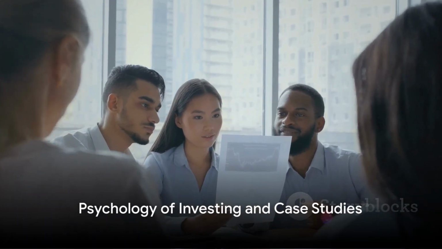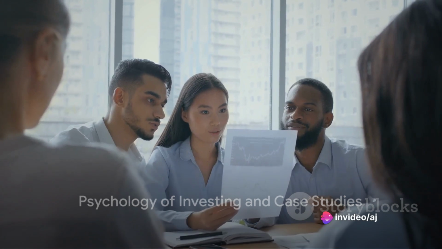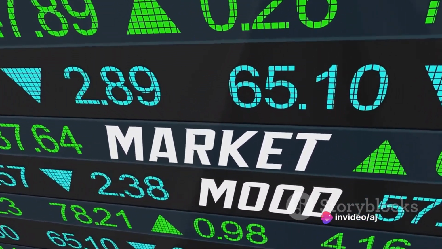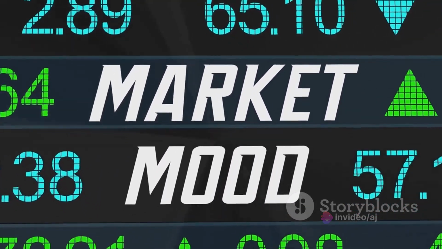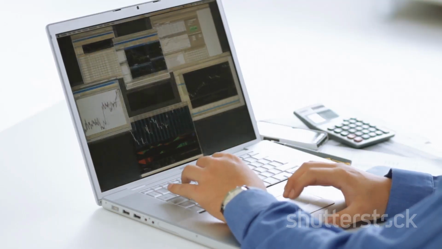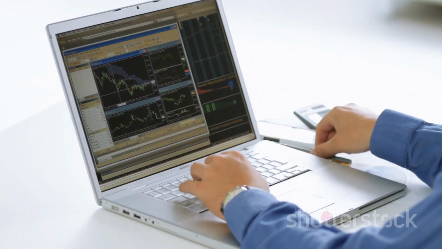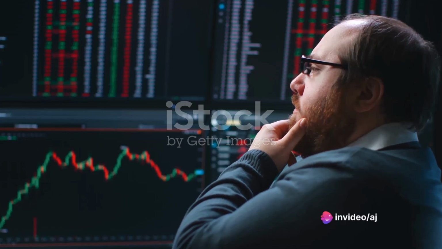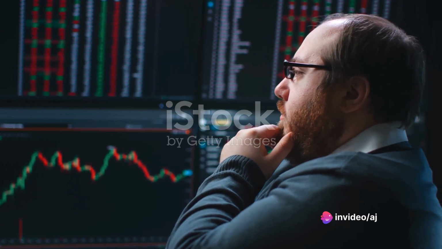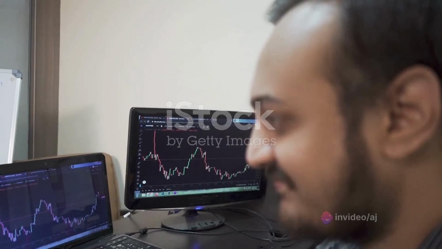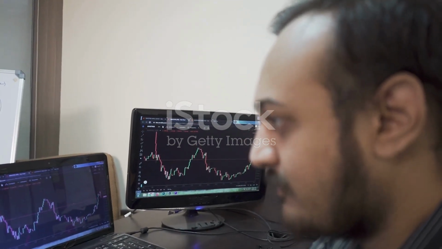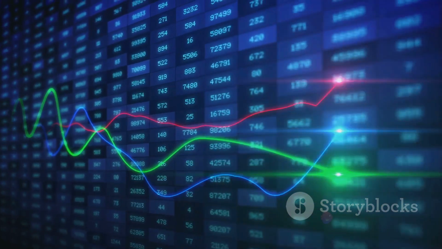Finally, let's explore the psychology of investing and some real-life case studies. Diving into the human side of investing, we encounter fascinating behavioral finance concepts like investor sentiment and herd mentality. Investor sentiment, quite simply, refers to the overall attitude of investors toward a particular security or financial market. It's what drives demand, and by extension, market prices. When sentiment is positive, prices tend to go up, and when it's negative, prices typically fall.